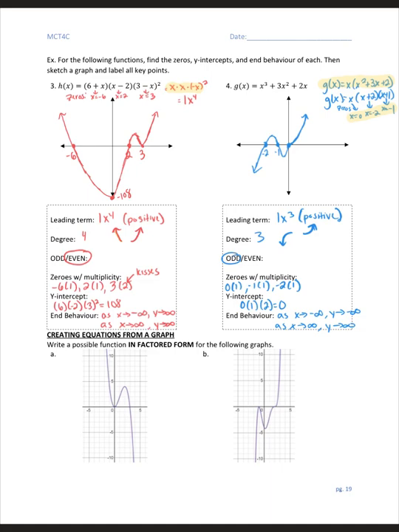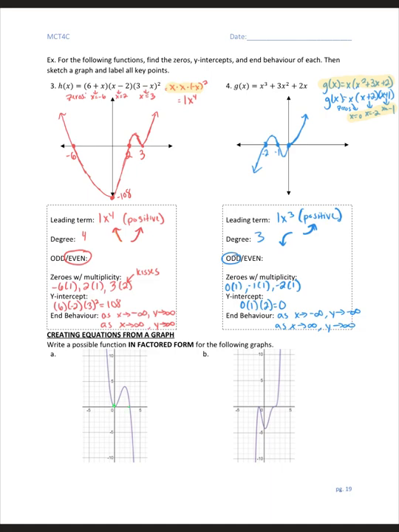All right? So now we're going to look at actually looking at a graph and seeing if we can identify the equation from that graph. Okay, so in our first graph here, we can look at what are our zeros. Those zeros will help us at least get the equation into factored form.